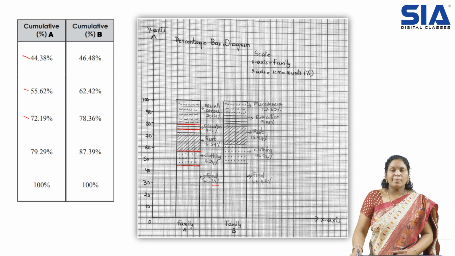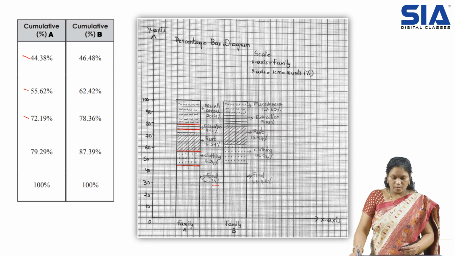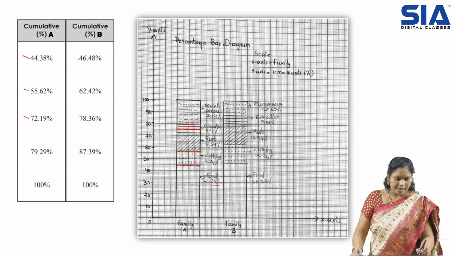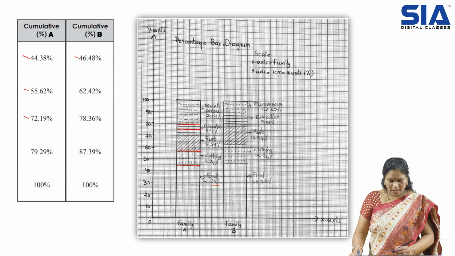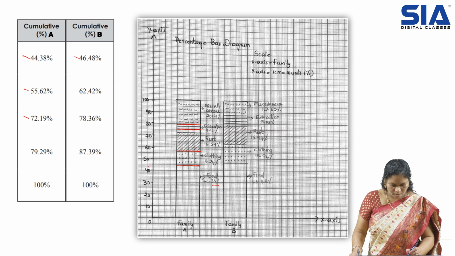Now let us go for family B. Same as it is, you have to draw up to 100%, make a big bar. Now let us divide the bars. That is, first value I have 46.48. So somewhere it will fall above 45, somewhere here it will be.